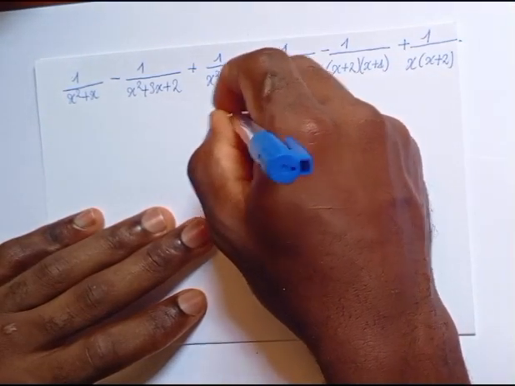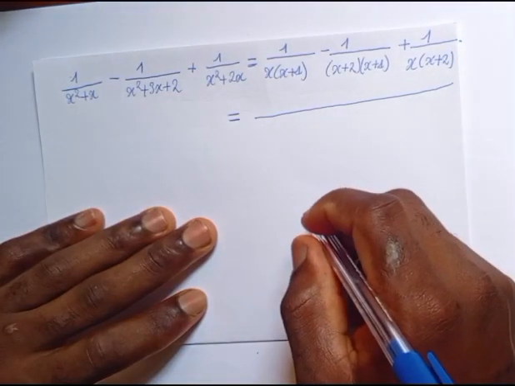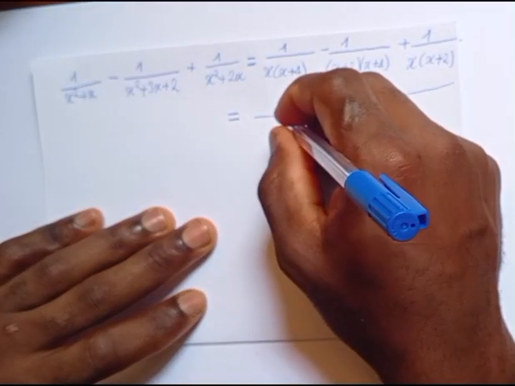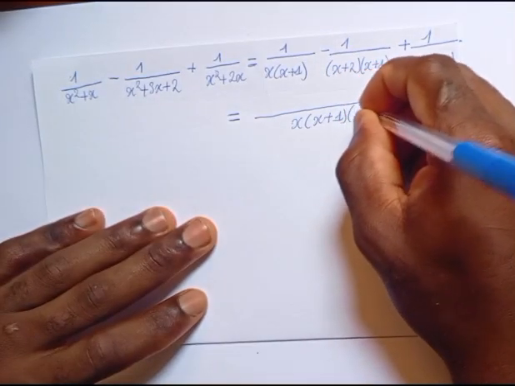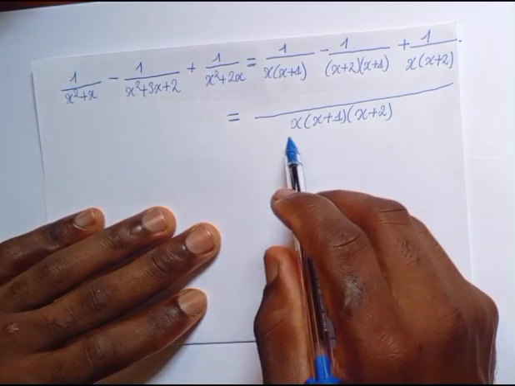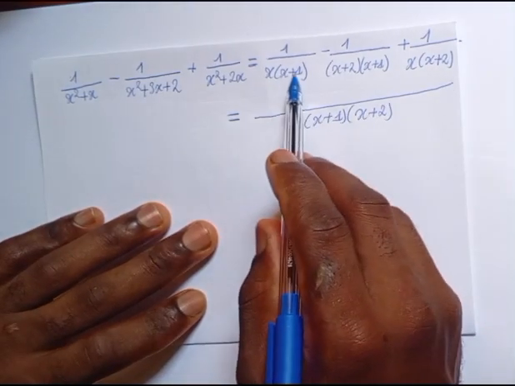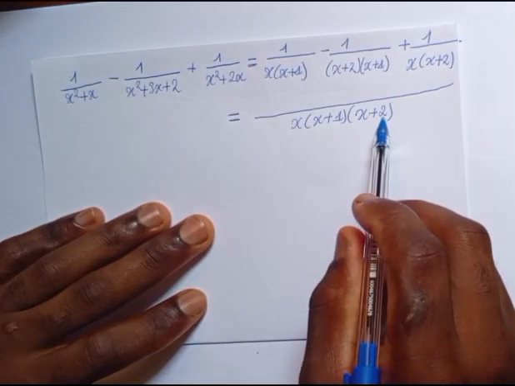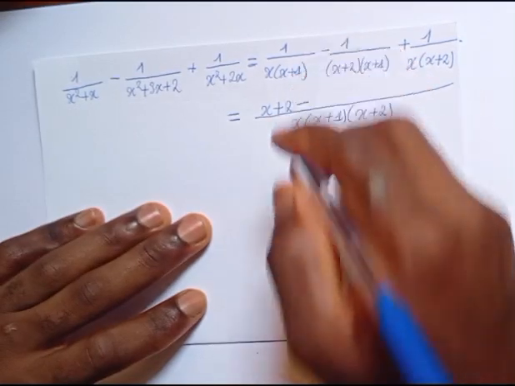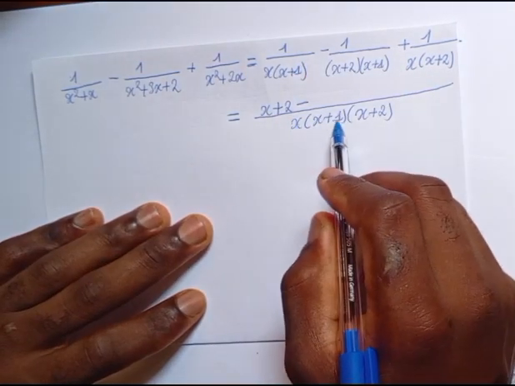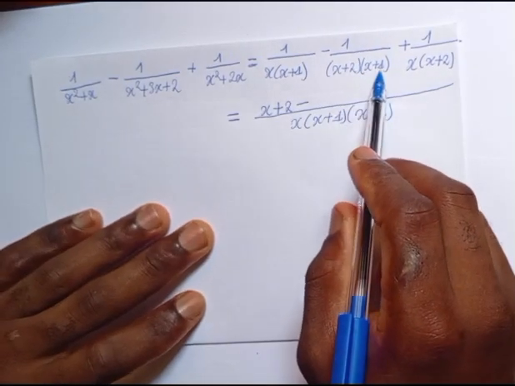This will simply be equal to the LCM of the denominators. We are going to write down the LCM below this horizontal line, which is x times x plus 1 times x plus 2. We take the LCM, x times x plus 1 times x plus 2, divided by x times x plus 1. We'll be left with x plus 2 times 1, which remains x plus 2, minus x times x plus 1 times x plus 2 divided by x plus 2 times x plus 1.